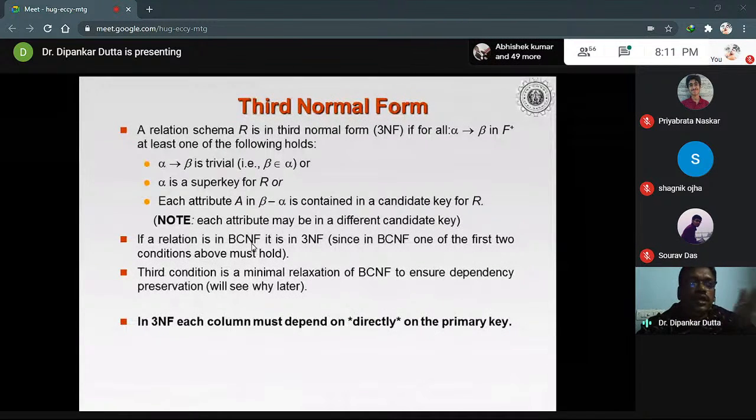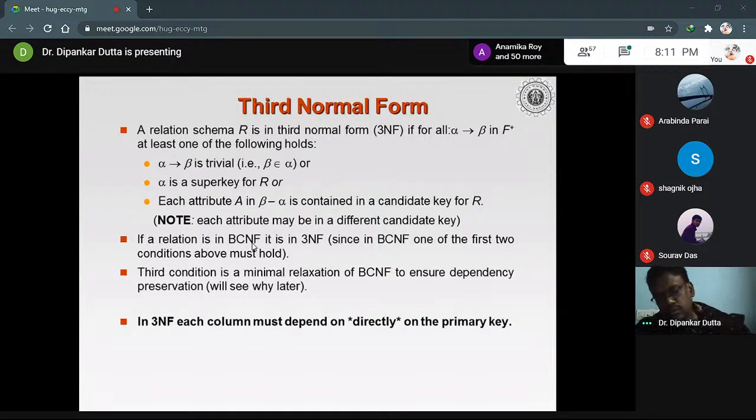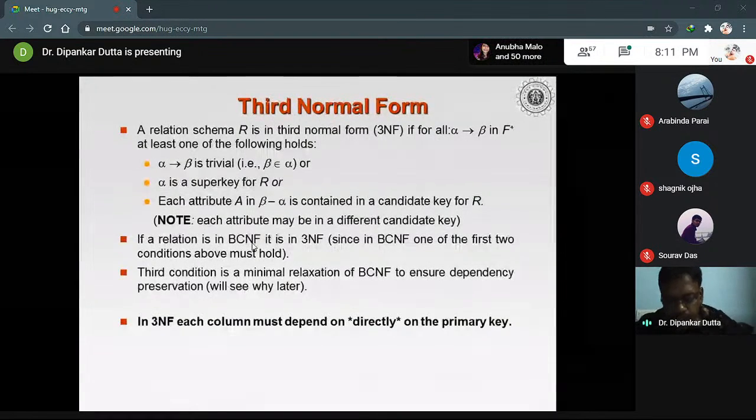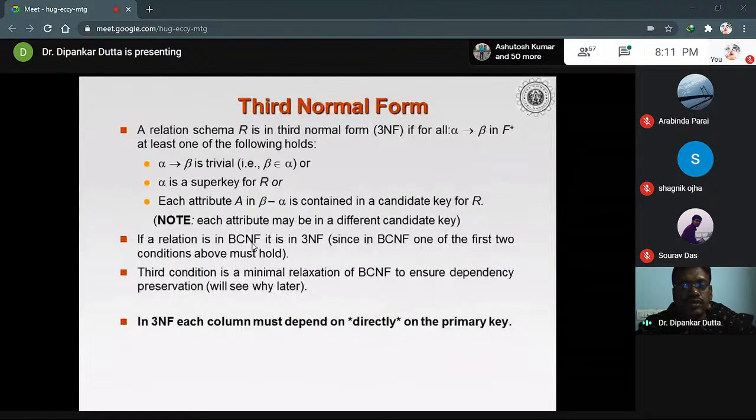So in the hierarchy, what we can say, first NF, second NF, third NF, then BCNF. A table in 2NF is already in first NF. If the table is in 3NF, then we can say that it is in 2NF. Then only we can consider it is in 3NF. After that, we have BCNF. So if something is in BCNF, then we can be sure that table is in first NF, second NF, and third NF.